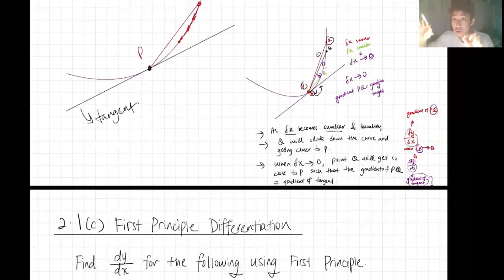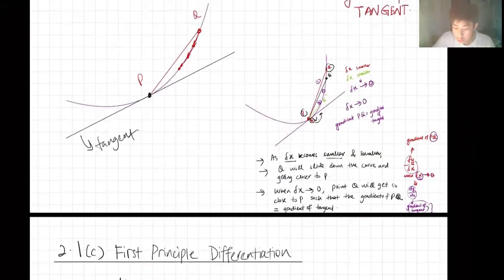So I'll be teaching you how to do first principle differentiation, and it greatly relates to what I've taught you in the last lesson on the understanding of what is the gradient of a tangent. Because for us to find the gradient of the tangent, remember I told you we need to find the gradient of PQ first. We assume there's a line PQ right here. We look at this graph, okay? Assume there's a line PQ here.